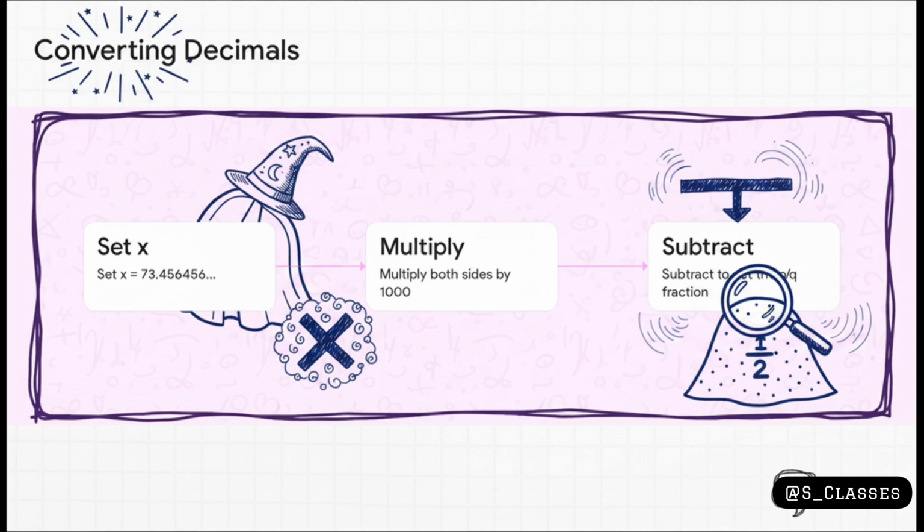Here's what we do. We simply call this number x. Since there are three digits, the 4, the 5, and the 6, caught in this endless loop, we multiply both sides by 1,000. Now here's the genius part. When we subtract the original x equation from this new one, that entire never-ending decimal tail just completely vanishes. Poof! You're left with a perfect fraction. It's literally like ripping off a disguise to reveal the clean rational number hiding underneath.